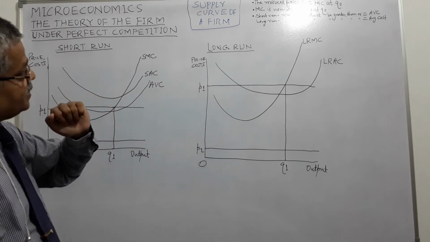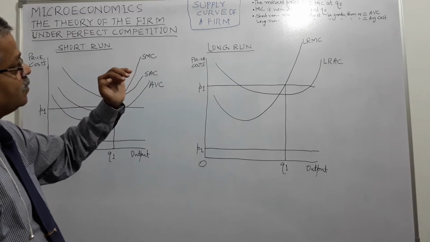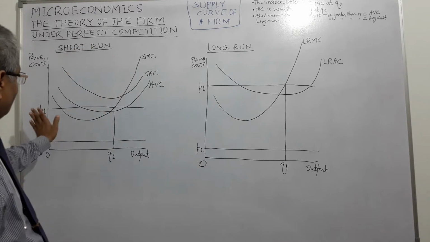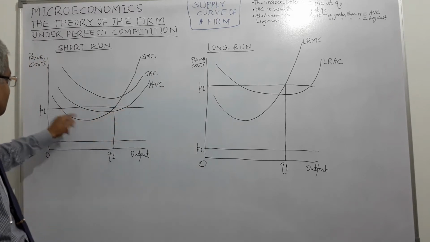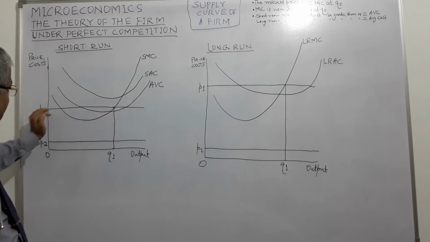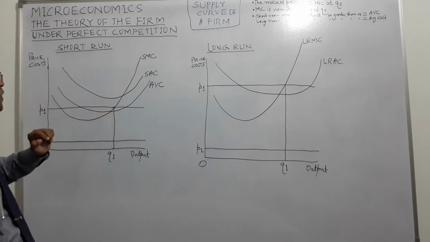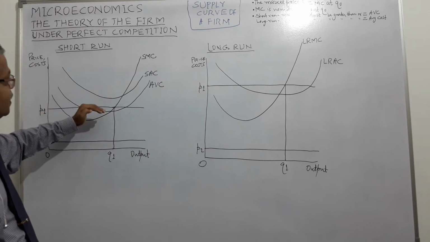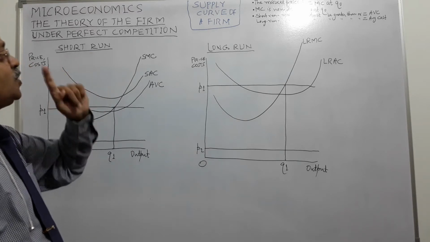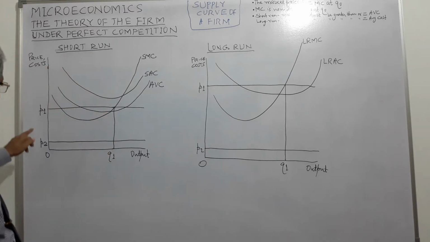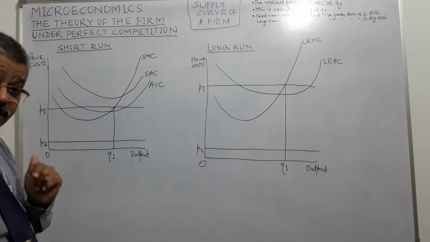And the third condition is, in the short run price must be equal to or greater than AVC. So that is met here. Price is greater than AVC. AVC is here, price is here. And we have taken it on the rising part of the SMC curve. And the other condition is market price P is equal to marginal cost. So here P1 is equal to marginal cost. So all the three conditions are met.